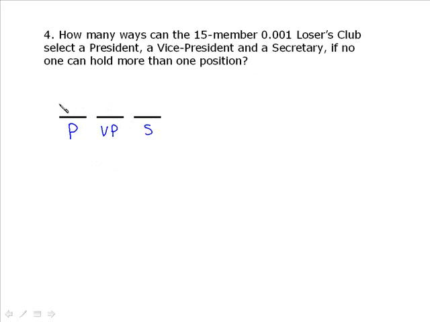Now there's 15 people in this club, and it doesn't say anything about there being any other restrictions, so it's safe to say that you've got 15 choices for the first position. 15 people who could be president. And then for the vice president, well, there's only 14 that are in the running now because one of them has been assigned the role of president. And then 13 for the secretary. And then you just multiply it through. 15 times 14 times 13. And in doing that, we will get 2,730 possible executives.